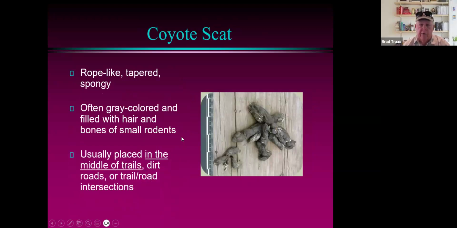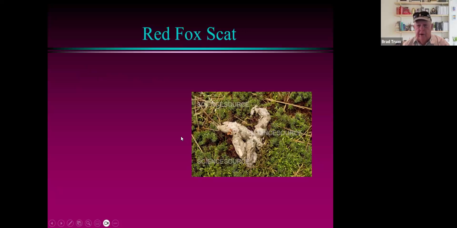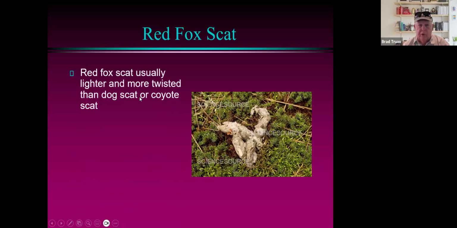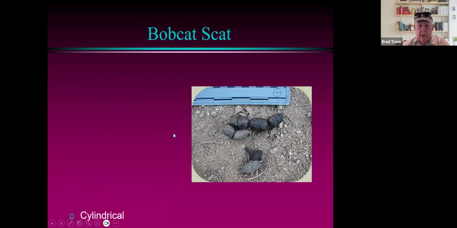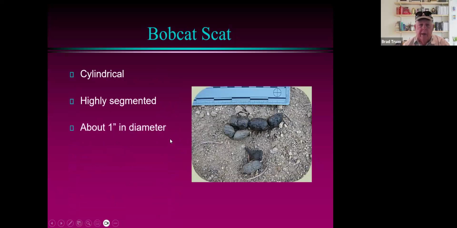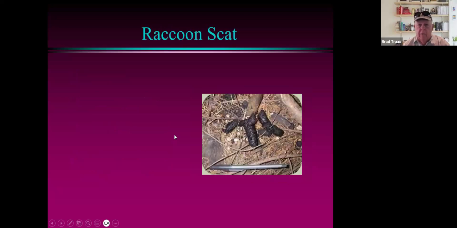Very characteristic of coyotes. Red fox scat, on the other hand, tends to be very light colored. It's more twisted than either dog scat or coyote scat. And both the fox and coyote scat will have fur and small bones in it because that's basically what they're eating, small mammals. And it may also have some berries and seeds in it. Bobcat scat tends to be cylindrical and very highly segmented. So you can see 1, 2, 3, 4, 5, 6 different segments. Each one is about an inch in diameter, and it's often deposited in the scrape that's made by the hind feet of the bobcat.